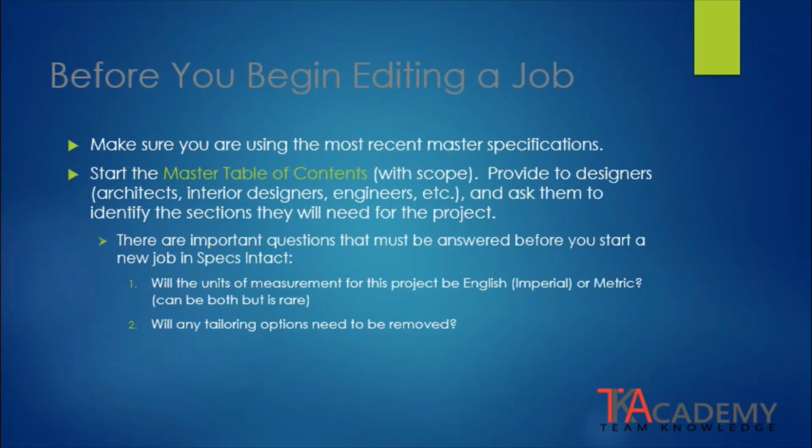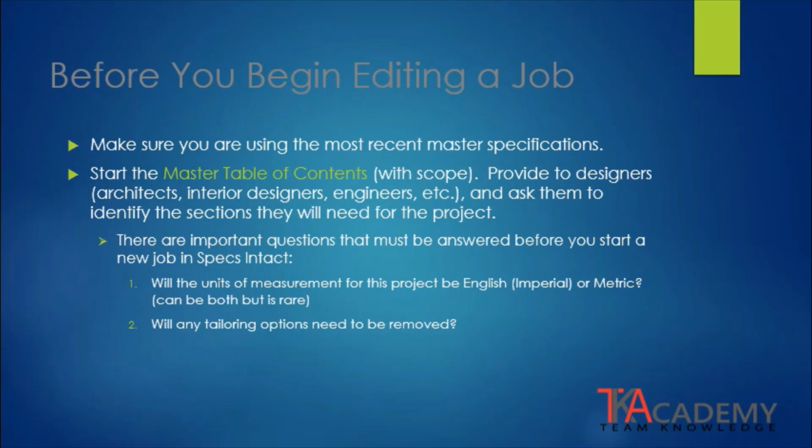Before you begin editing a job, you want to make sure that you have the most recent version of the master specification templates. If you are using the UFGS specifications, these individual sections are updated approximately every 6 months. When you launch the SI Explorer to begin editing a job, it will typically ask you if you want to download and update the most recent version of the master specifications.